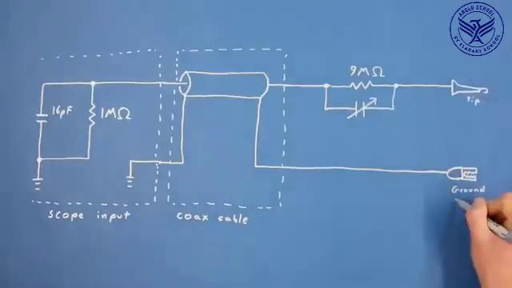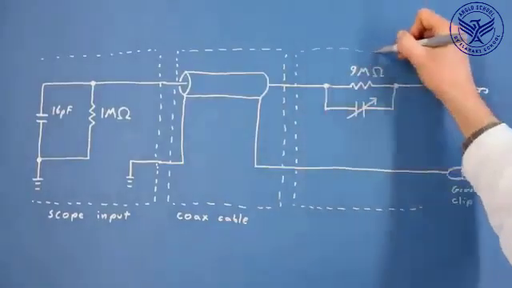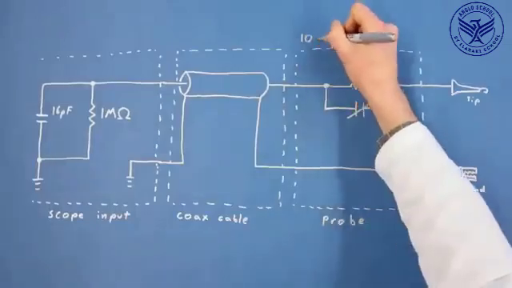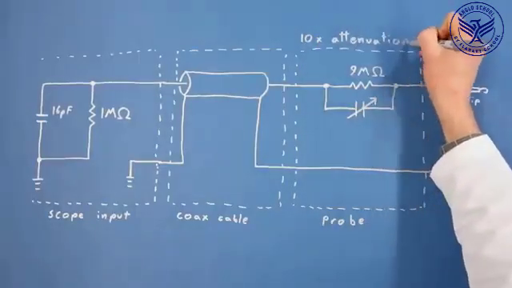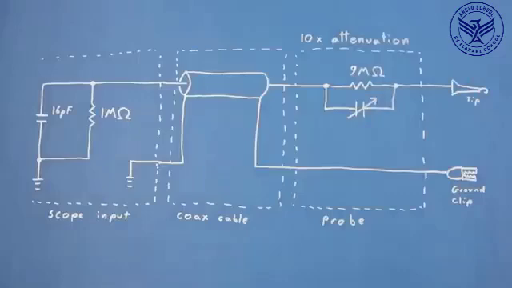To remedy this, many probes have the option of enabling an inline 9 megaohm resistor to isolate your circuit from the cable. This is what the 10x setting on the probe does. The 9 megaohm resistor in the probe and the 1 megaohm resistor in the scope act as a 10-to-1 voltage divider.